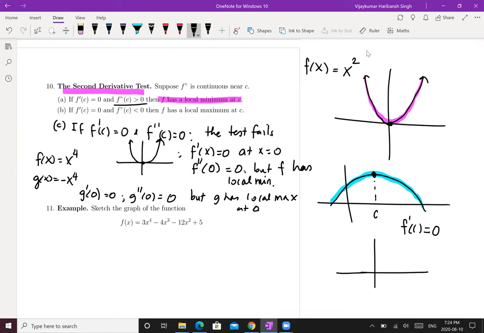So this is how x to the 4 and minus x to the 4 will look, a reflection in the x-axis. So here the second derivative equals zero, and the test fails. So the test basically fails, or the test failing is the same as inconclusive.